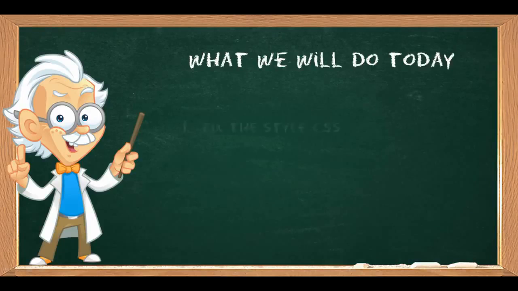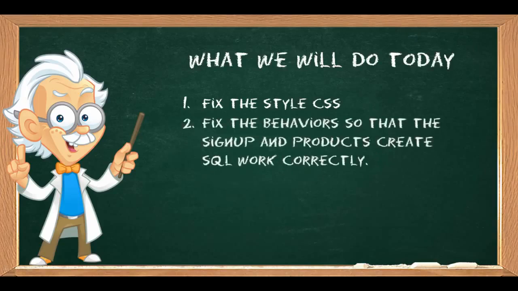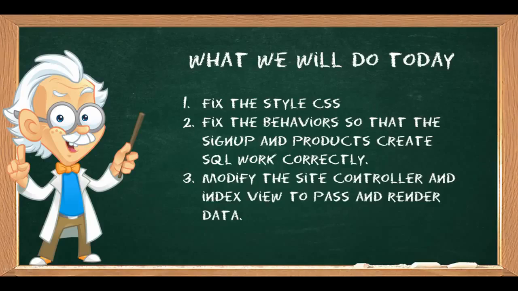So what we're going to do today is a couple of fixes. We need to fix the style CSS and bring it up to date to Bootstrap 3.2, which is used by Yii. The grid system is different. And fix the behavior so that the sign up and products creates SQL work correctly. I was using some older code in that, and I needed to bring that up to date and get everything corrected. And then our main part of this is we're going to modify the site controller and the index view to pass and render data.